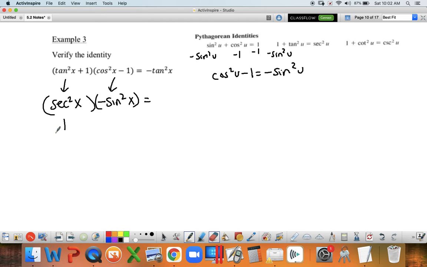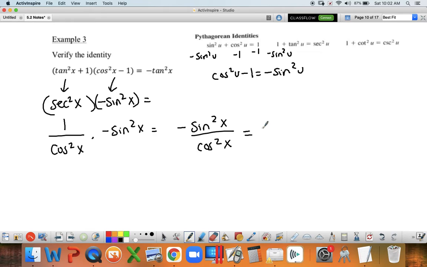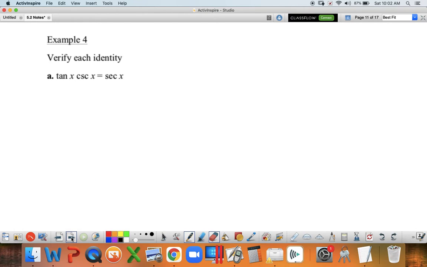Secant squared is 1 over cosine squared. So I get negative sine squared x over cosine squared x. And since tangent is just sine over cosine, then this is equal to negative tangent squared x, which is what I was looking to accomplish. There we go. All right, example 4.